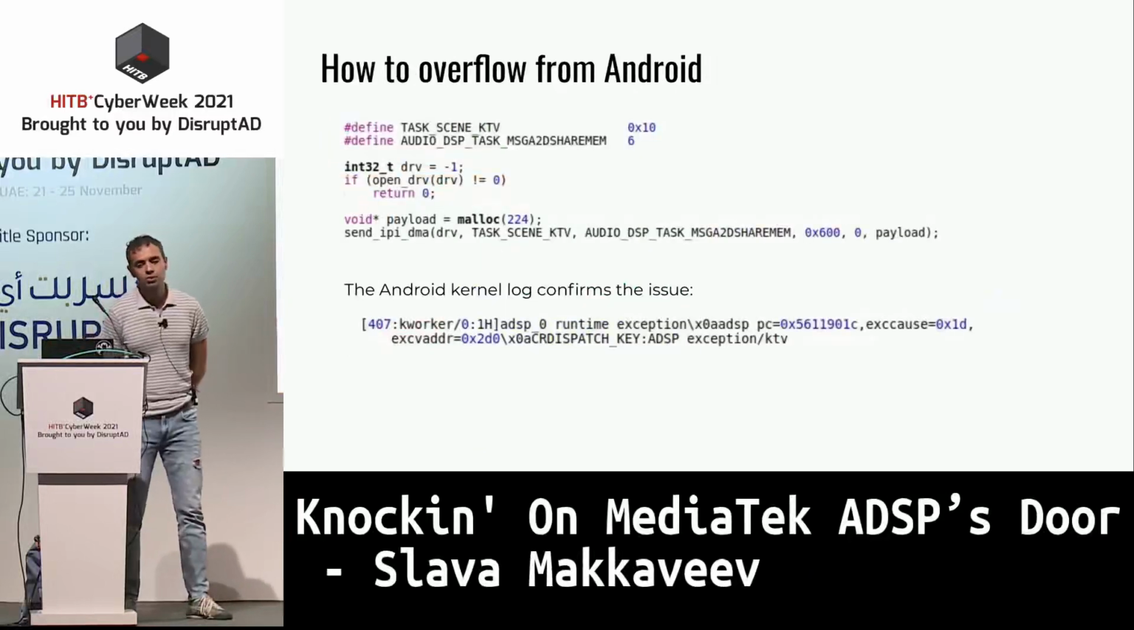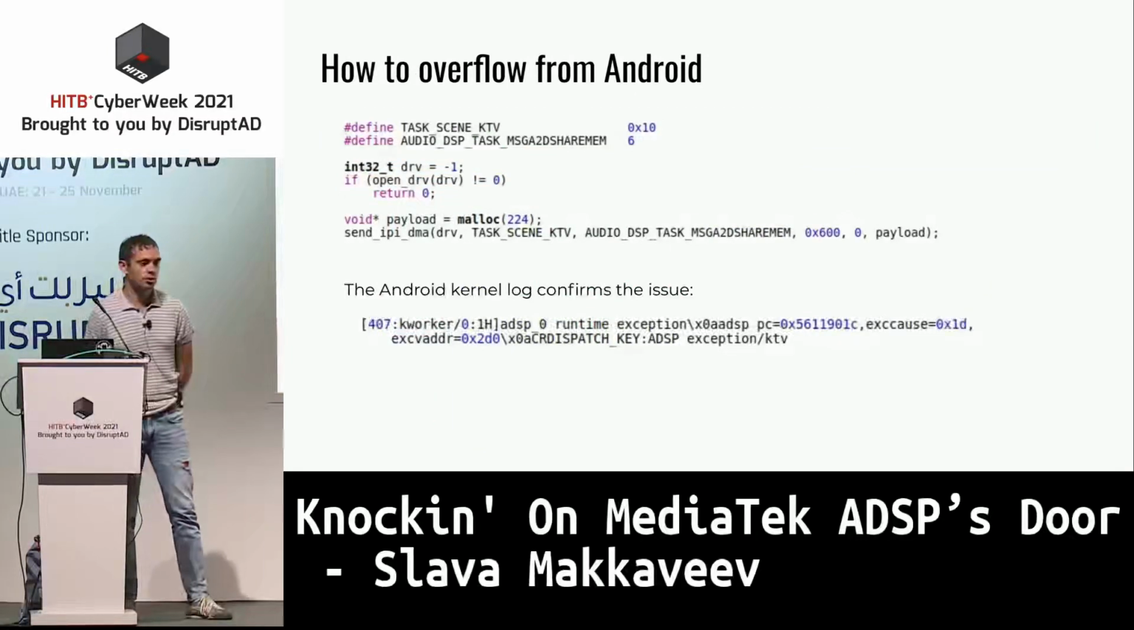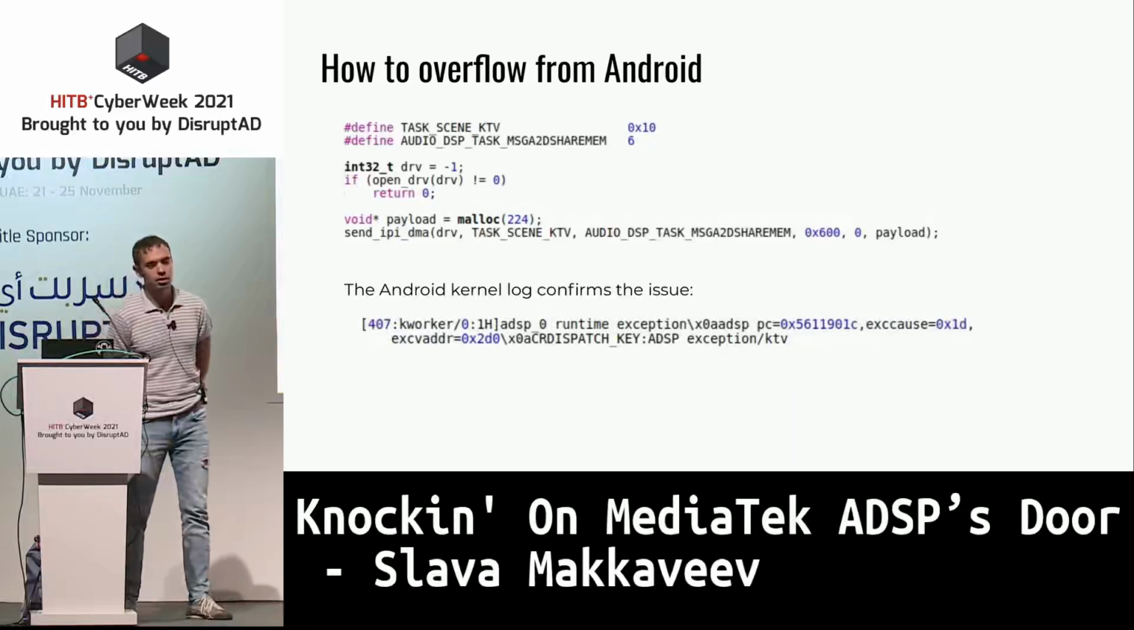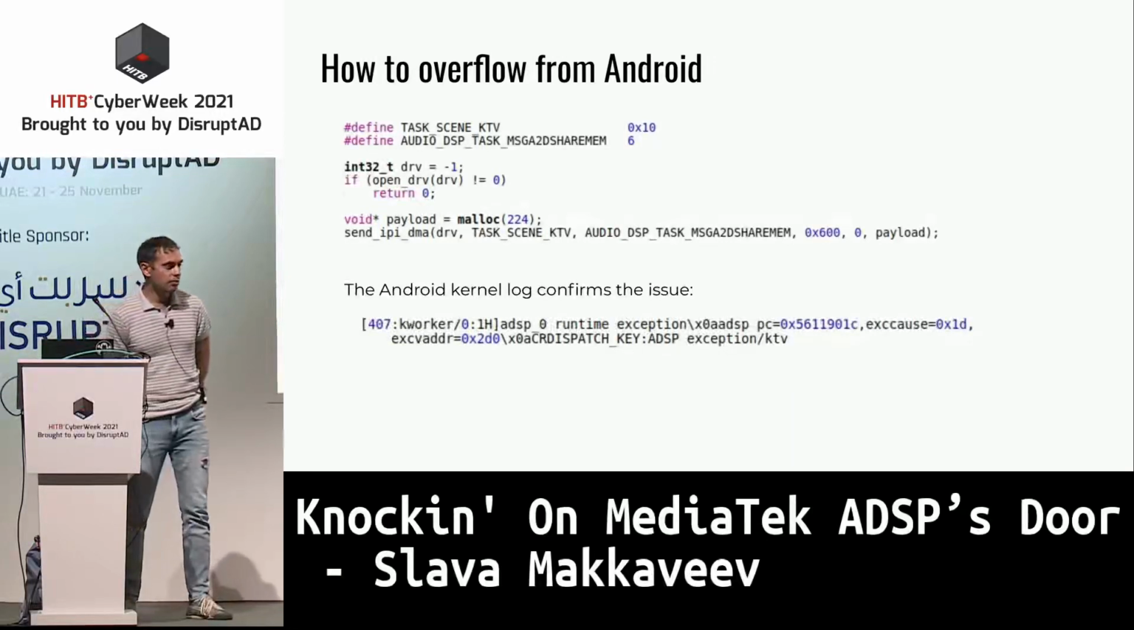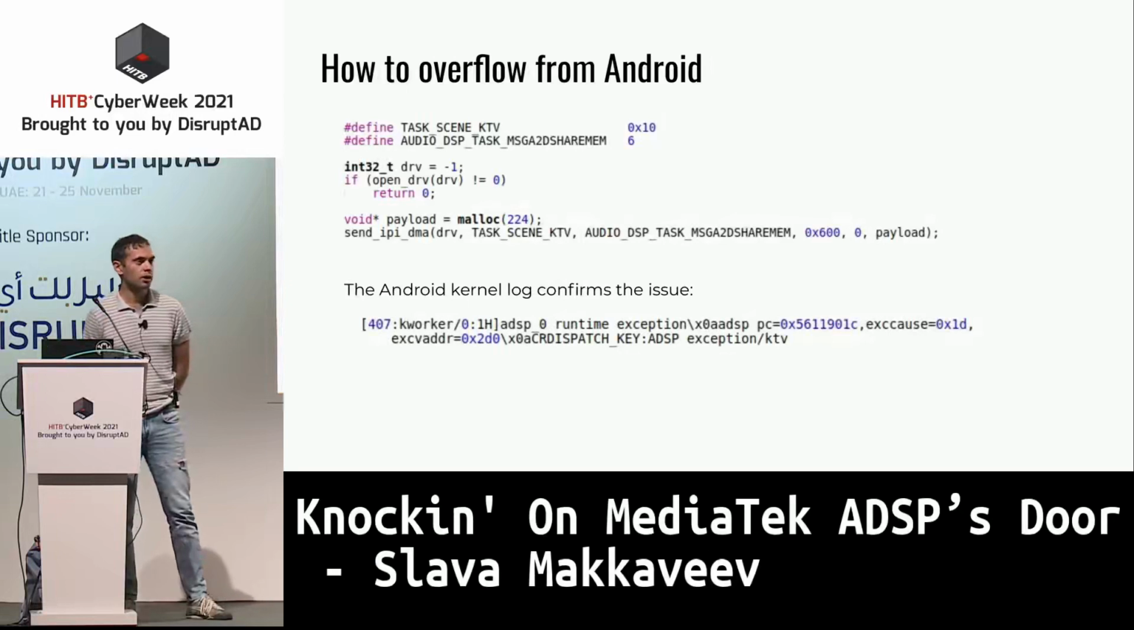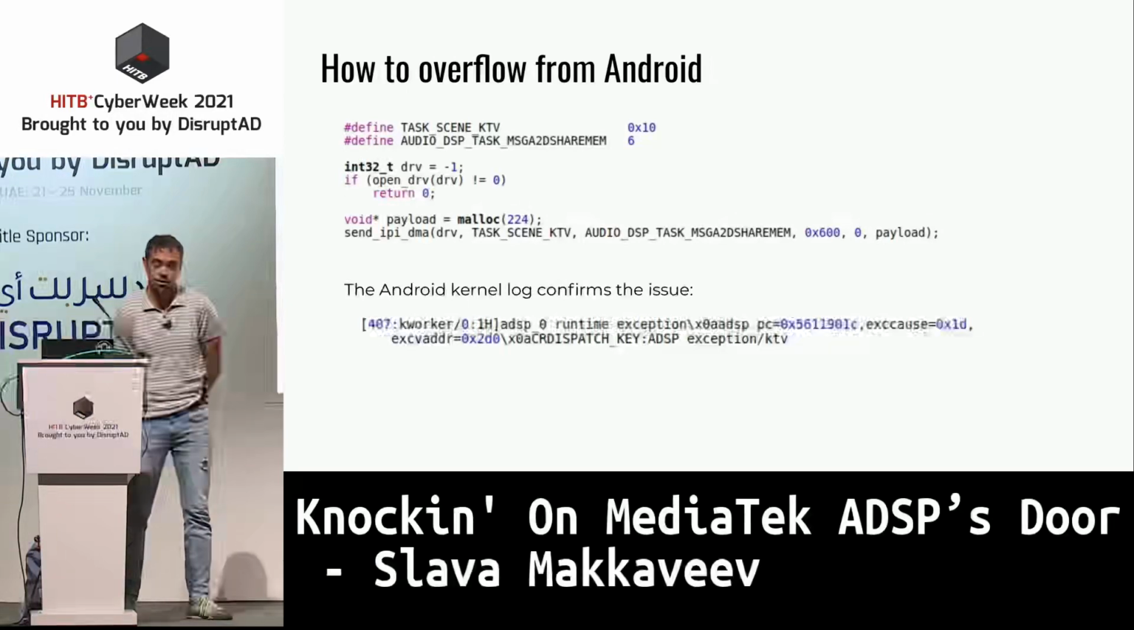On the slide you can also see the vulnerable code from the audio DSP firmware, and this call of the send EPDMA function that I have shown before, from Android, overflows the audio DSP memory and causes a crash. Here I asked to copy 600 bytes. We don't have a crash dump, but the Android kernel log actually contains the crash address.